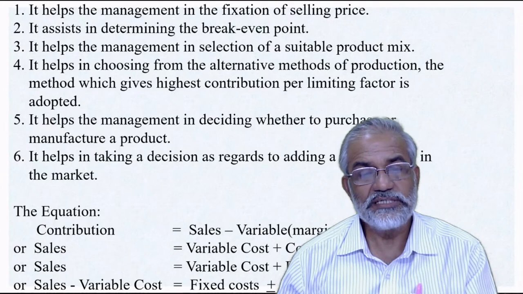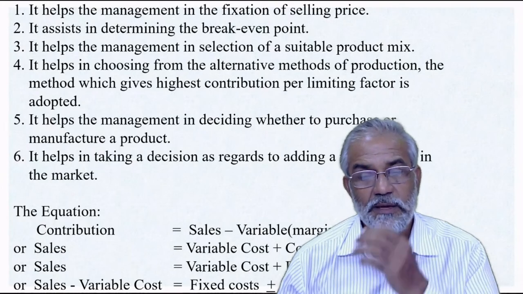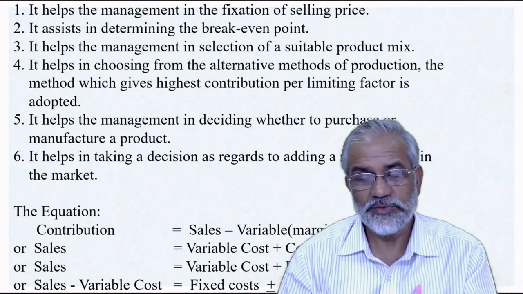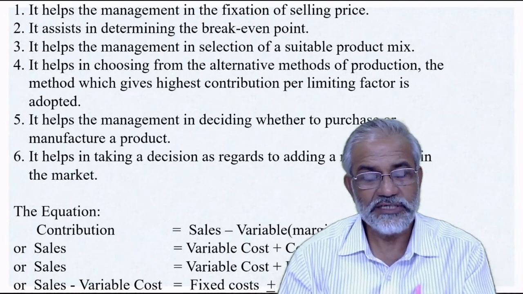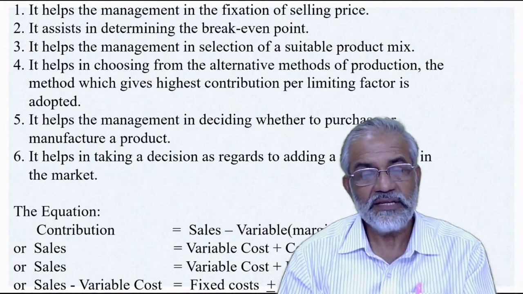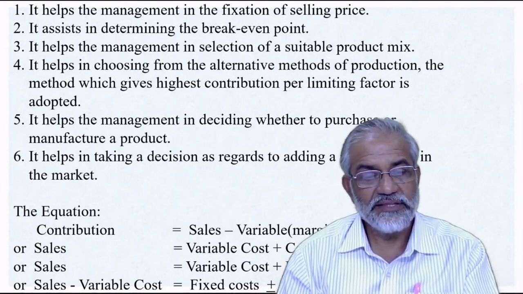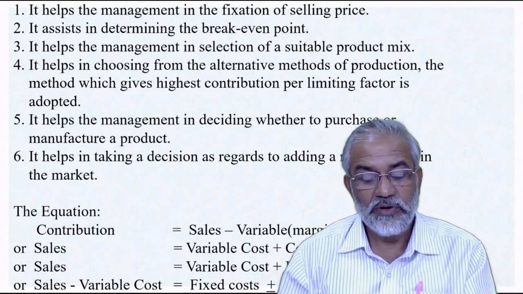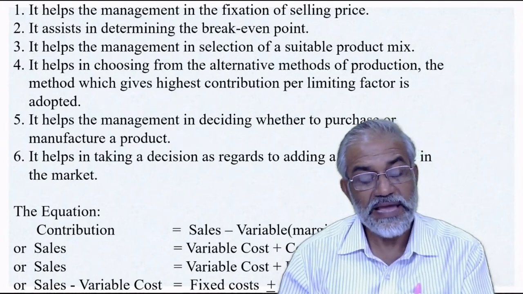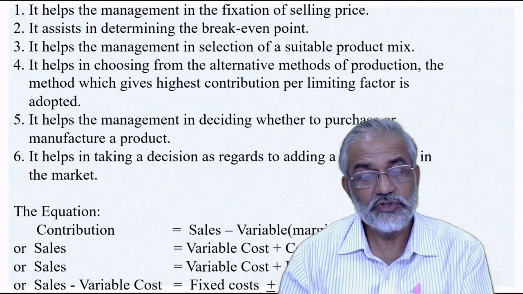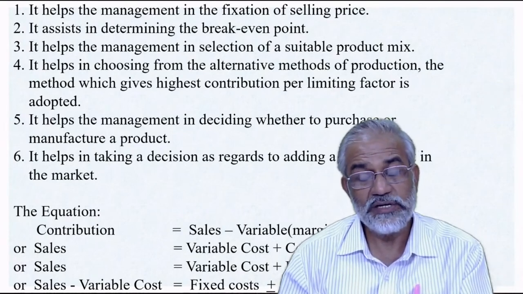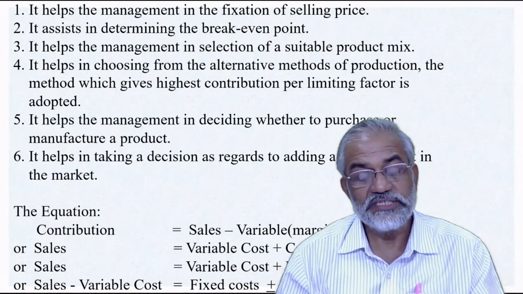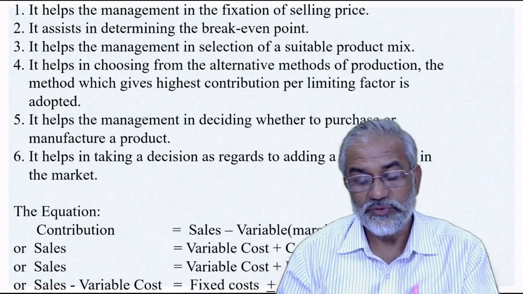Then sales can also be determined as variable cost plus fixed cost plus or minus profit. If there is profit, it has to be added. If there is loss, it has to be deducted. That is another equation of contribution. Then sales minus variable cost is also exactly equal to the fixed cost plus or minus profit. So these are the equations about the contribution.